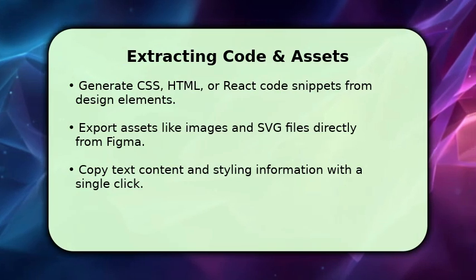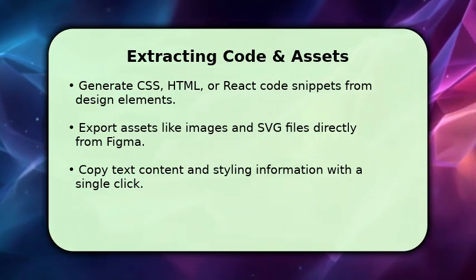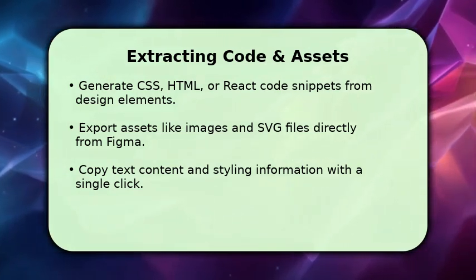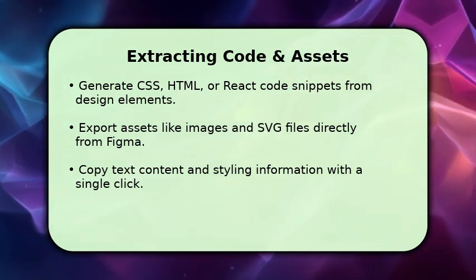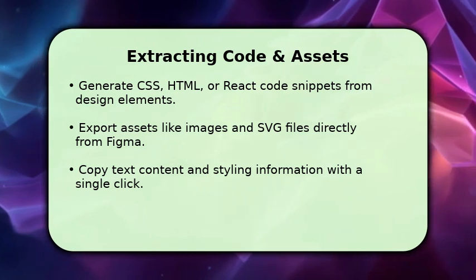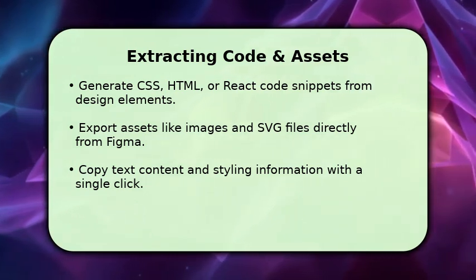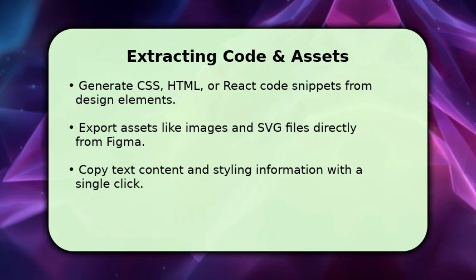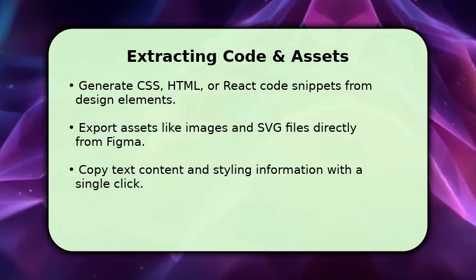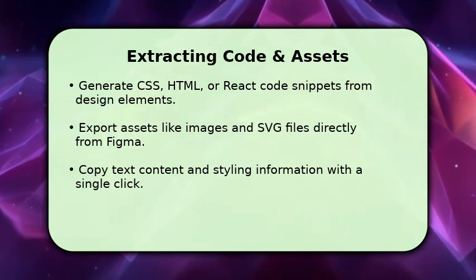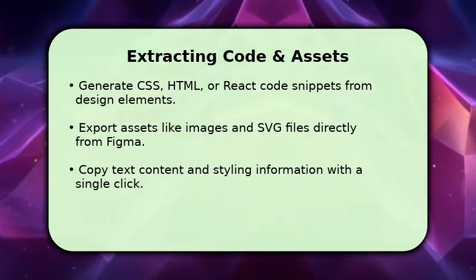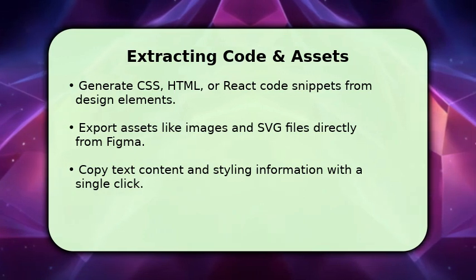One of the most powerful features is generating code snippets directly from your Figma designs. You can easily get CSS, HTML, or even React code for selected elements, significantly speeding up your development workflow. Additionally, export assets like images and SVG files with just a few clicks. Copying text content and its associated styling information is also incredibly simple, saving you valuable time.